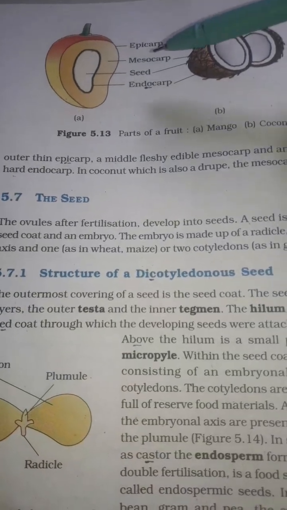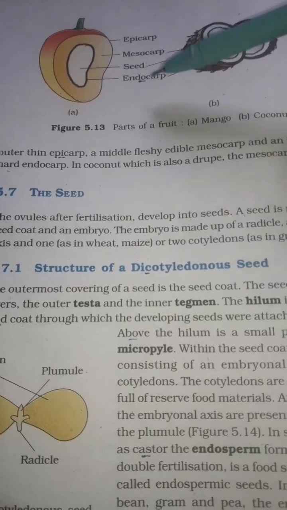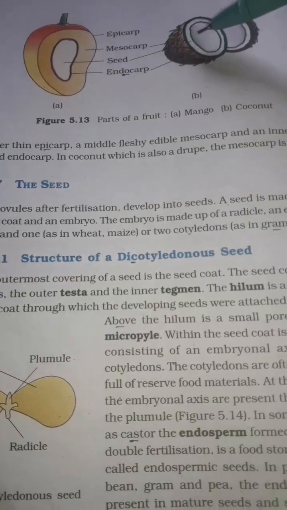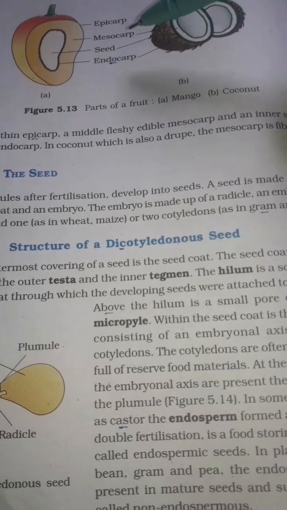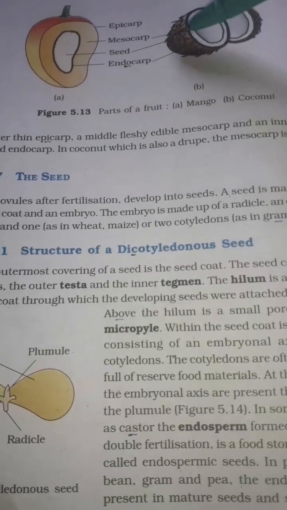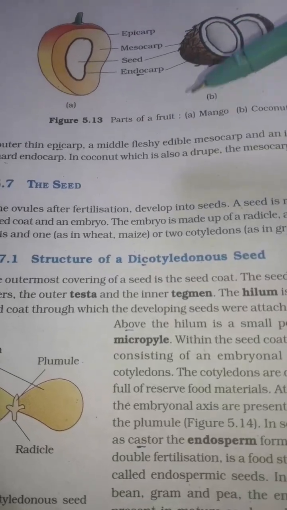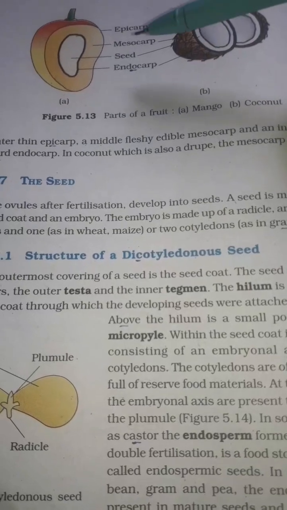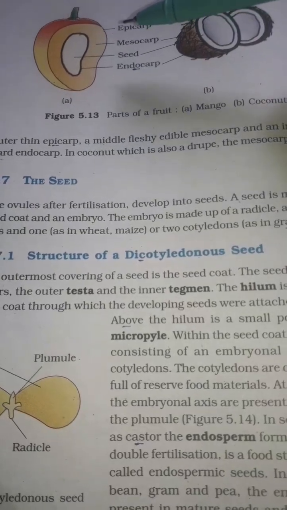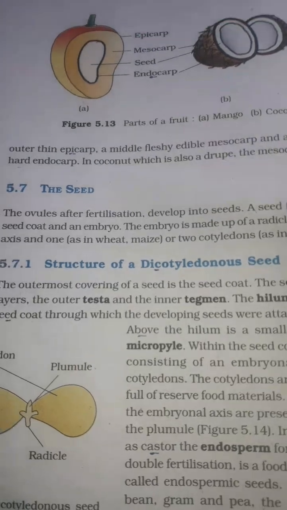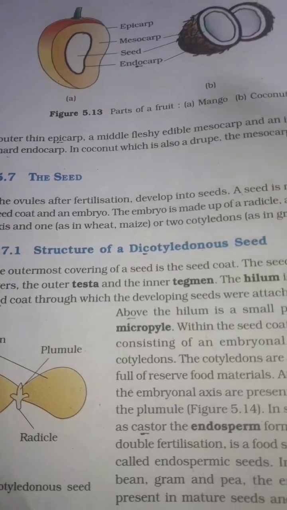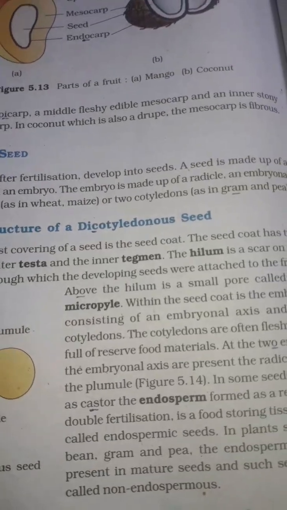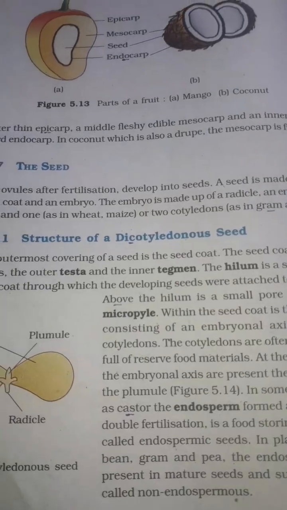Now this is epicarp, this is mesocarp, this is seed and endocarp. This represents the seed, this represents the endocarp. Then outside that, mesocarp is fibrous in coconut, and in mango it is fleshy, that is, it can be eaten, and epicarp is just a thin covering.